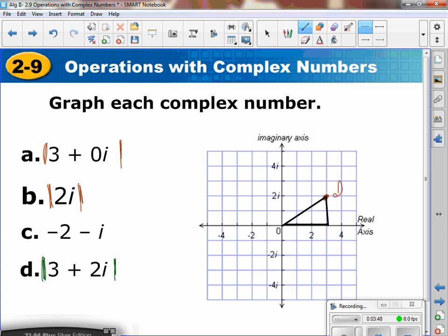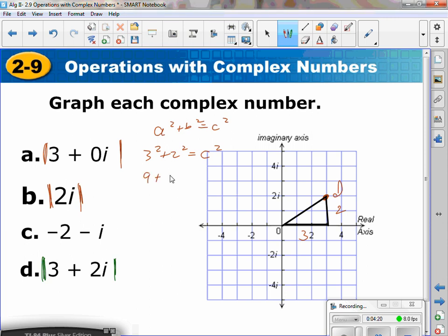But I could do this and make a right triangle. What's this distance? 2. And this distance is 3. What can I use to find this one? Pythagorean theorem. The Pythagorean theorem, a squared plus b squared equals c squared, from geometry. My a and b are my legs. So I have 3 squared plus 2 squared equals c squared. What's 3 squared? 9. 2 squared, 4. Put them together, I get 13. Take the square root to get rid of the square. Square root of 13 is what c is.